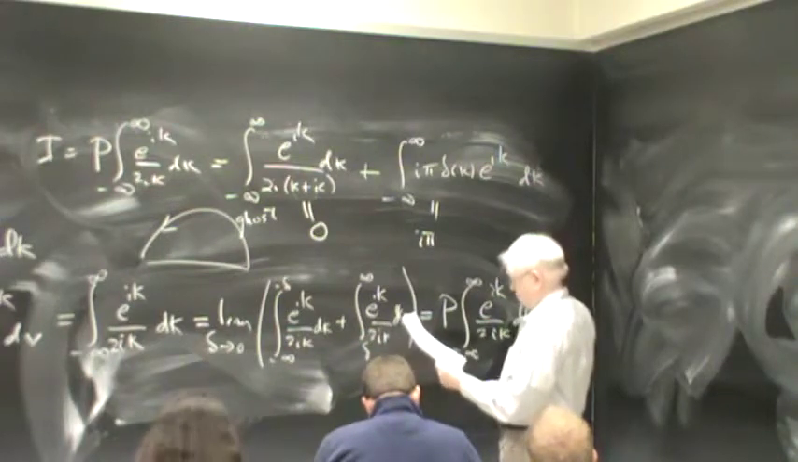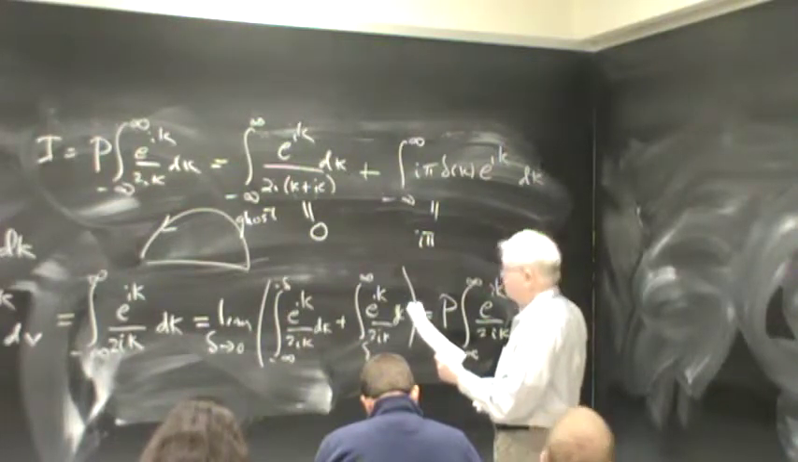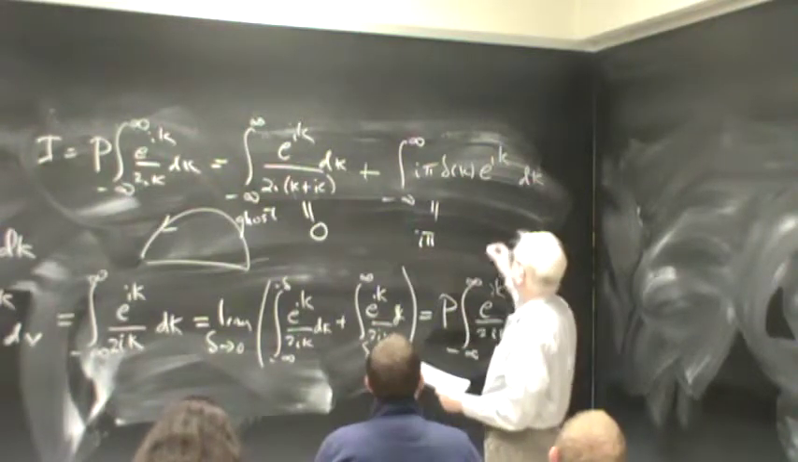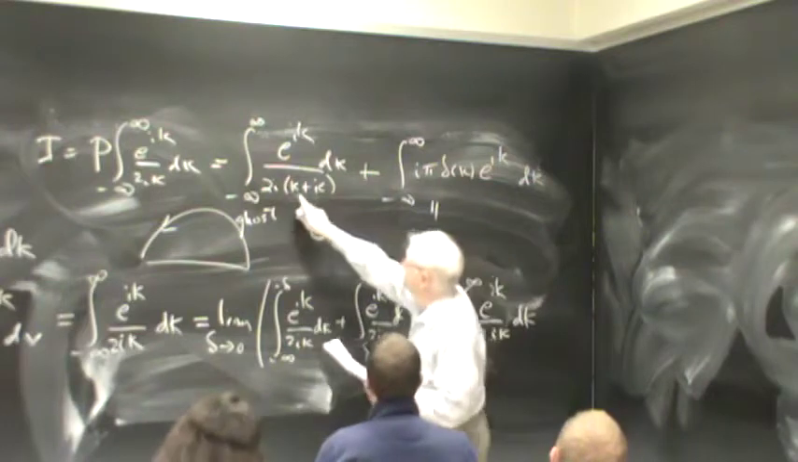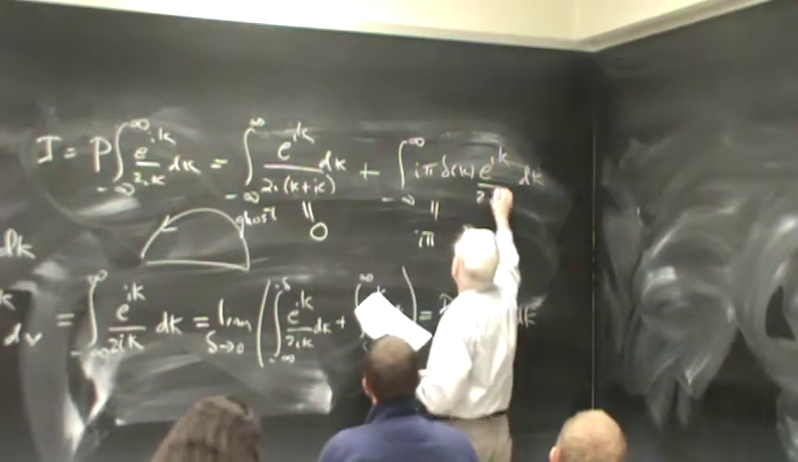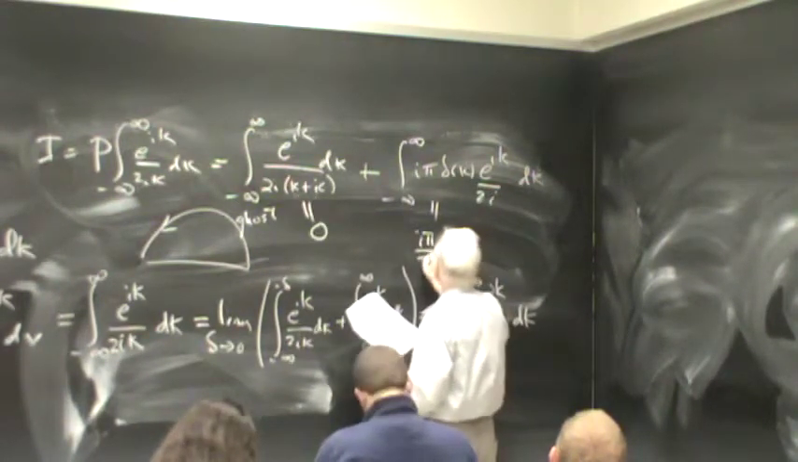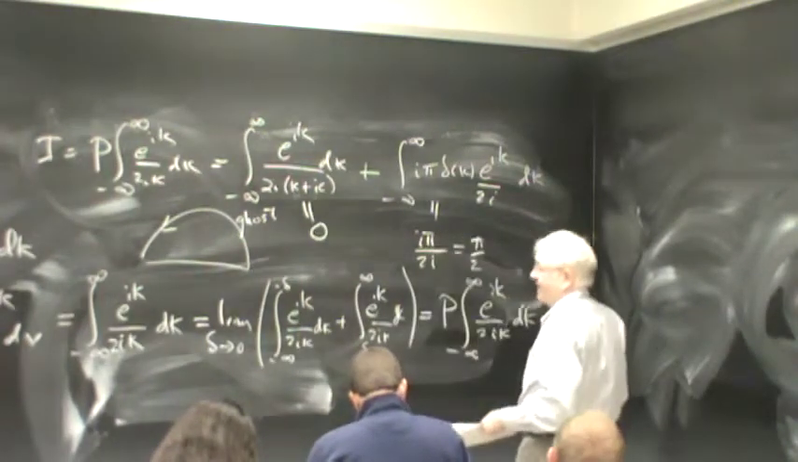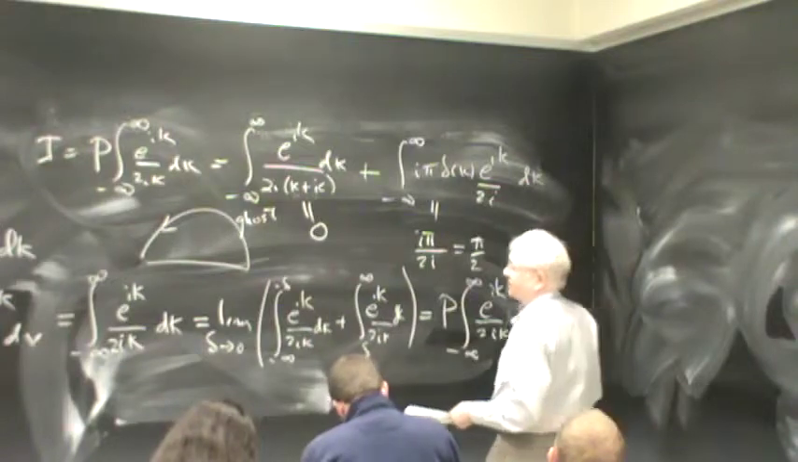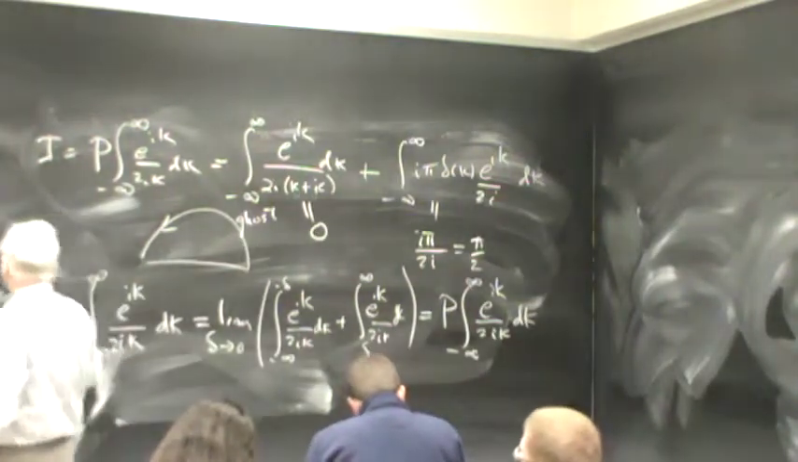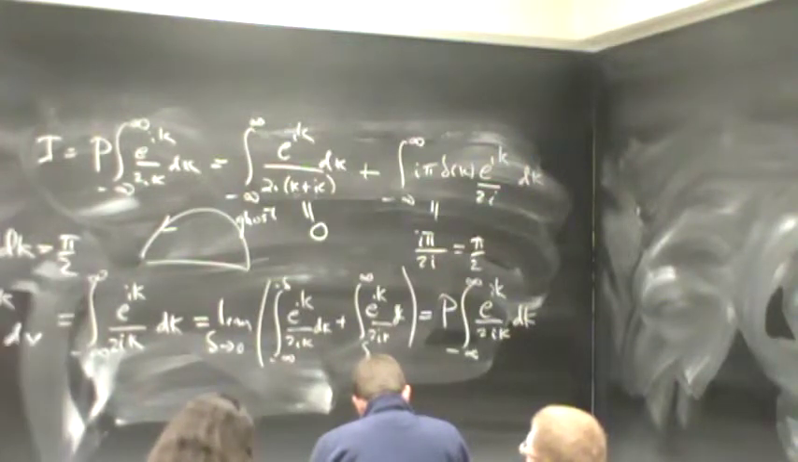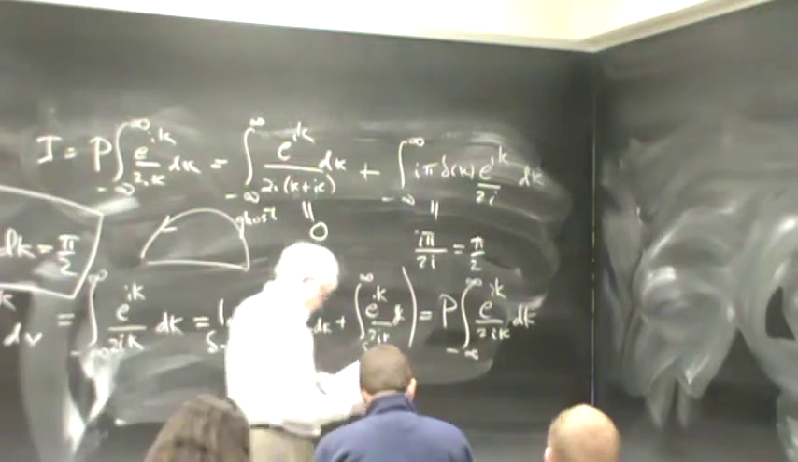I'm sorry, there's a 2i here. I left out the 2i. So this goes away, but there's still 2i. And so it's i pi over 2i, which is pi over 2. Okay, so that means that the integral we started with is equal to pi over 2. So that's the result that we get.